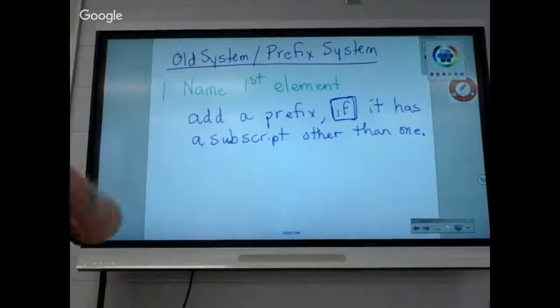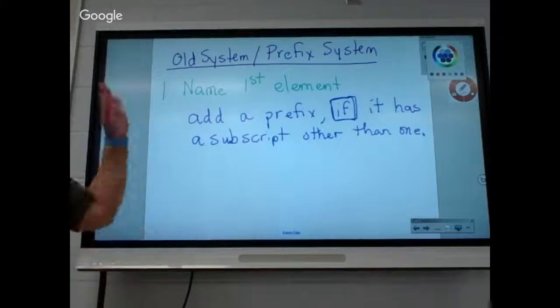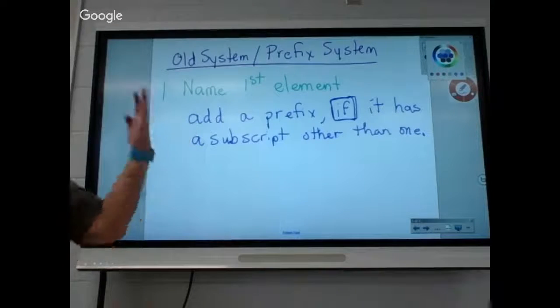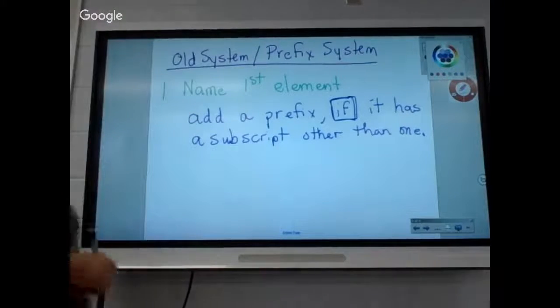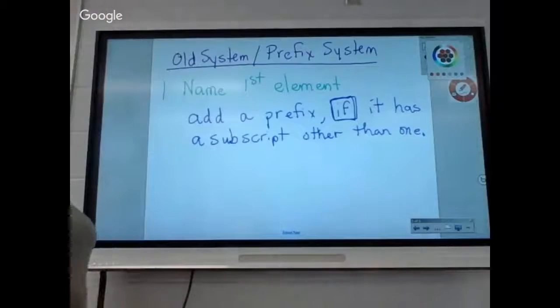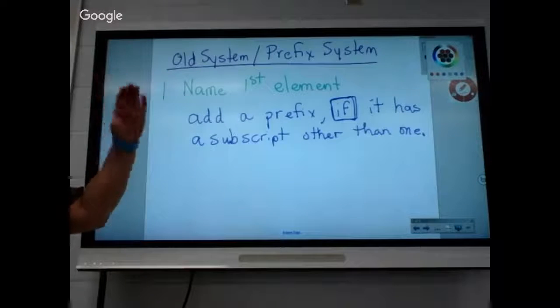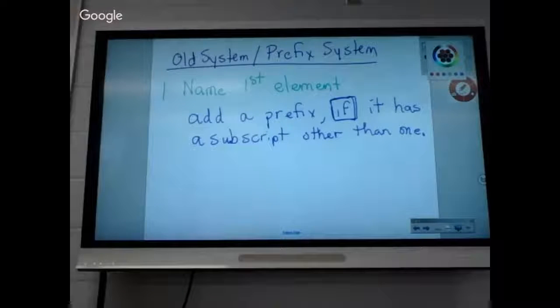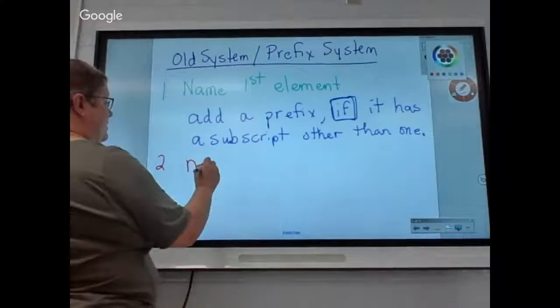You'll just name it. Carbon, phosphorus. But sometimes you might have to say dicarbon or tricarbon. Like carbon dioxide. Hold on. That's the second element. So sometimes on the first element, if there's a 2 on it, so if it had a C with a subscript of 2 on that first carbon, you would say dicarbon. But if it's just a carbon with a 1 on it, you're just going to name it as carbon. I'm going to show you some examples in a minute. All right, number 2. Name the second element.